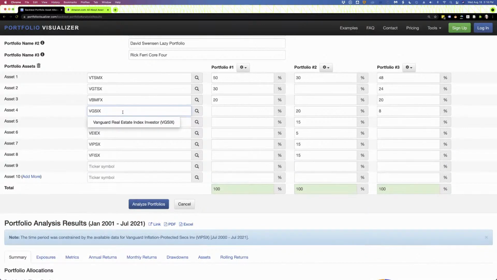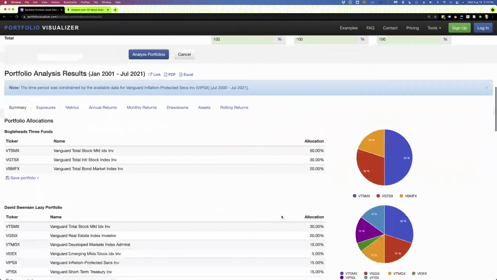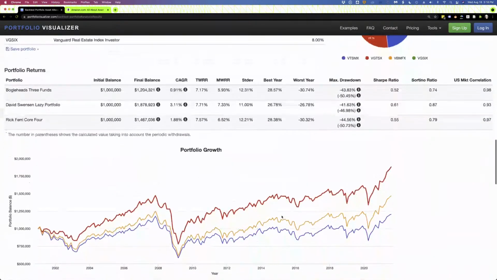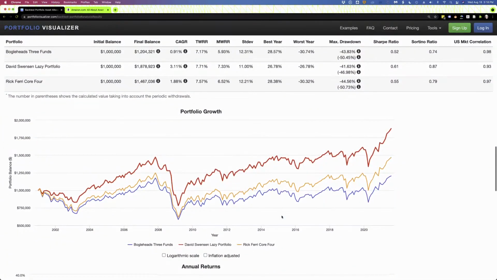This is real estate. It's got developed markets, but so does the other one. They have international. It does have short-term treasuries and TIPS and emerging markets. That doesn't really immediately jump out at me as to why it's outperformed. And that's something that we'd have to figure out. It looks like a lot of it might come with how it did following the Great Recession.